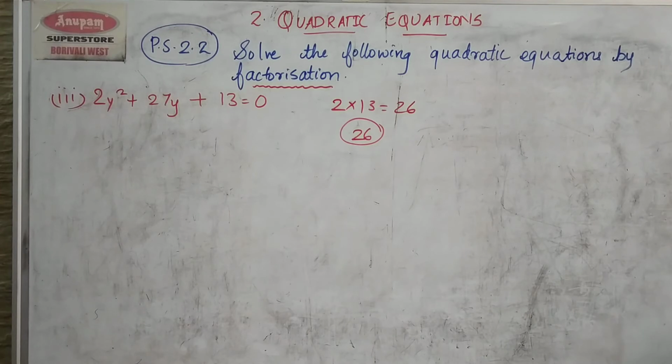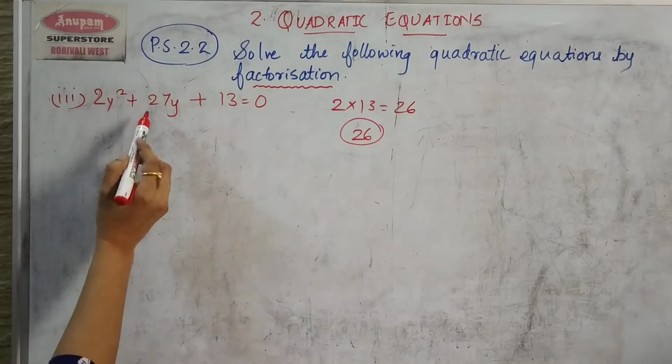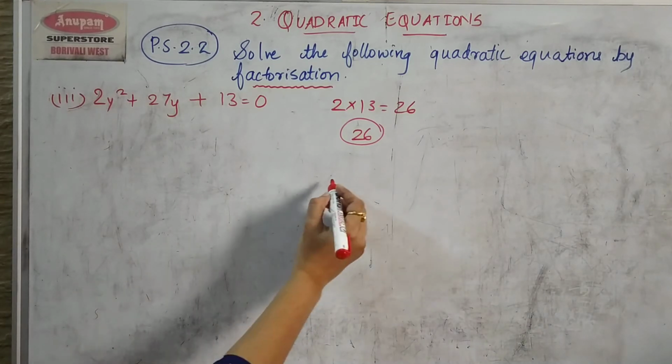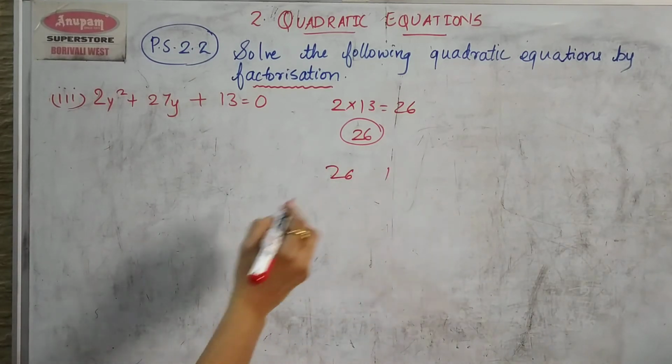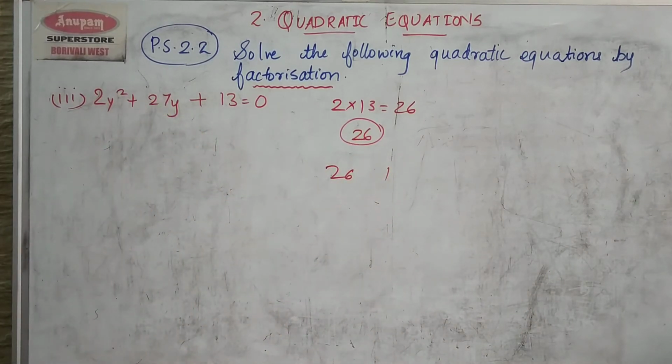Children, rather than doing all the multiplication, it's very easy. 26 ones is 26, and 26 plus 1 will give you 27. Right? So my two numbers for this are going to be 26 and 1, because 26 ones will give me 26, and 26 plus 1 will give me 27.